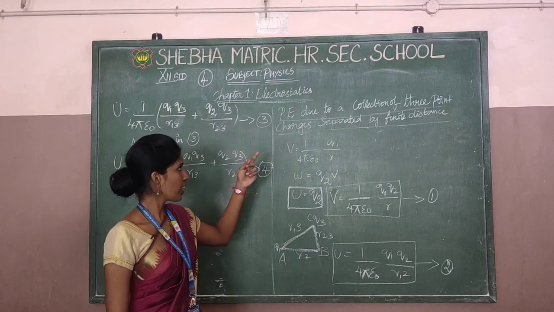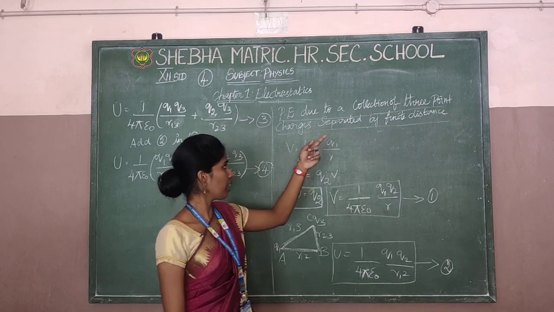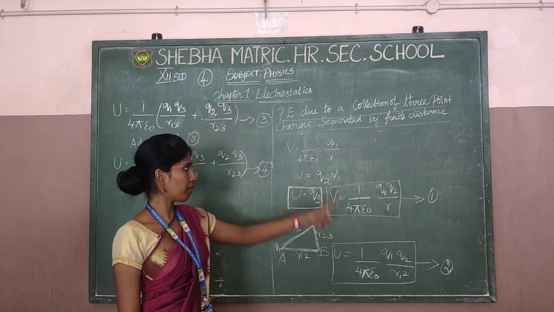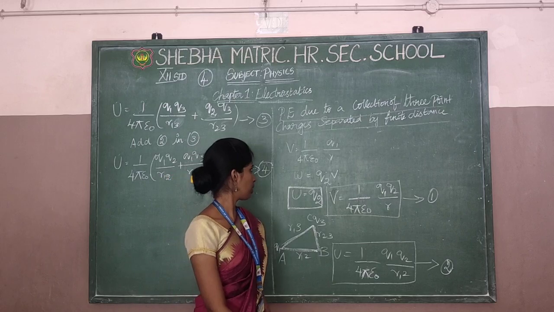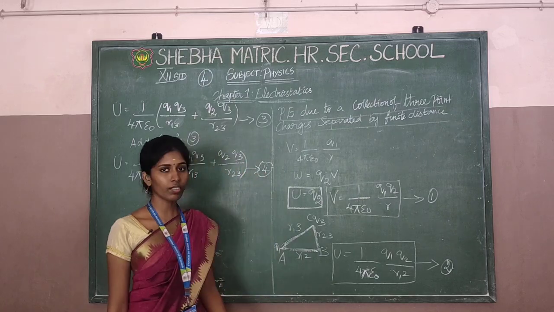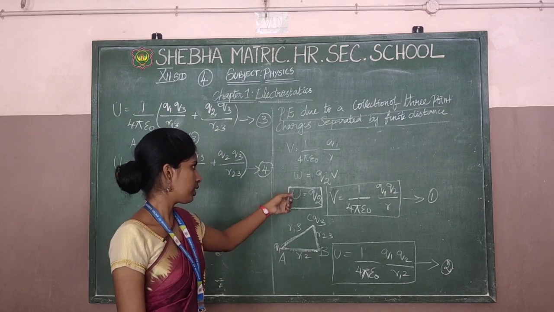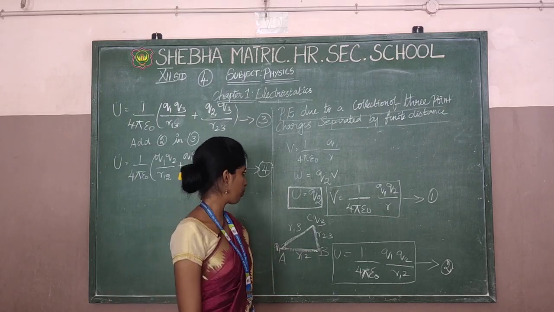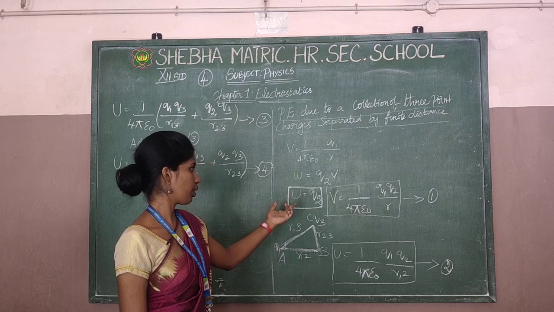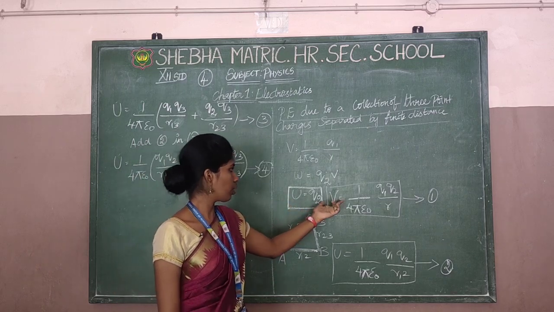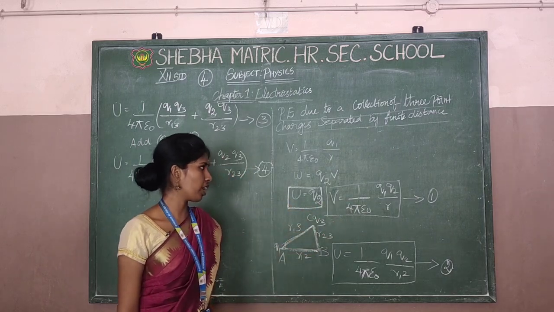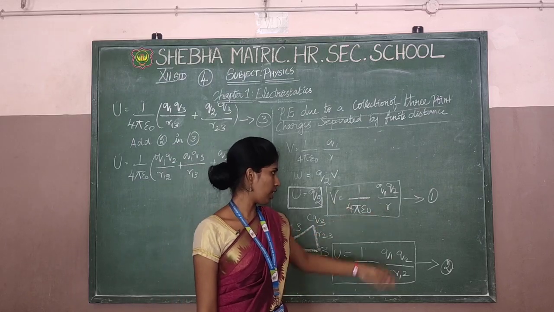Now, the potential energy due to a collection of 3 point charges separated by an infinite distance. V is the potential, V is equal to 1 by 4 pi epsilon naught q1 by r. Work done is equal to q2 V. So U is equal to q2 V, which is equal to 1 by 4 pi epsilon naught q1 q2 by r square.